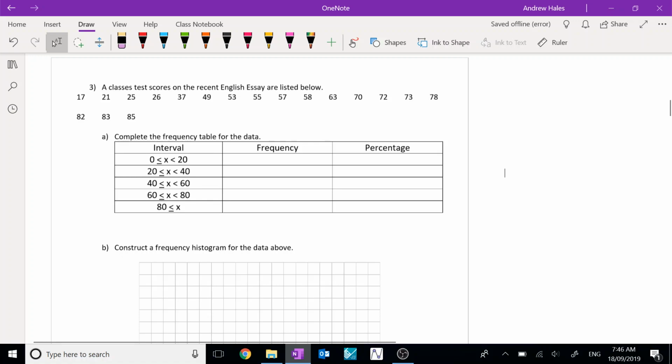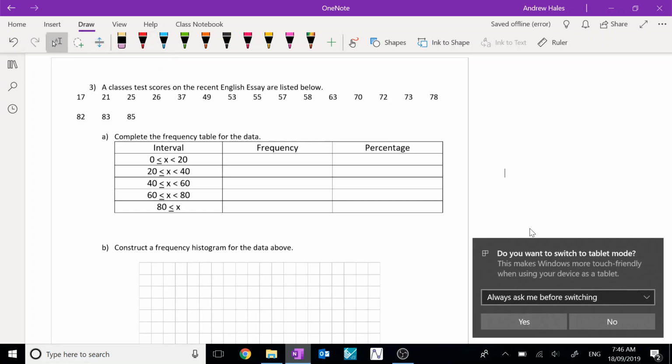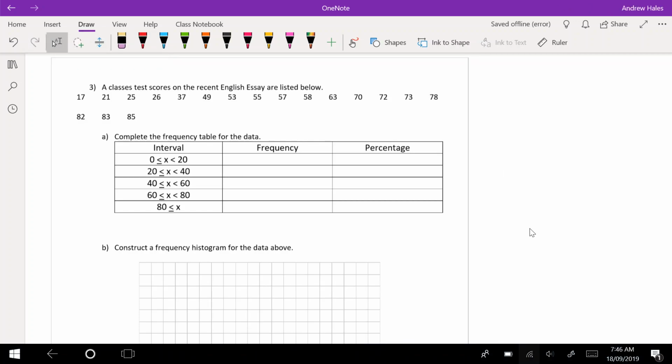Right, second page, question 3. A class test scores on the recent English essay are below. So we have been asked to construct a frequency table given the data that we have been given. Luckily enough for us, we've been given the table, so we just have to fill it in.